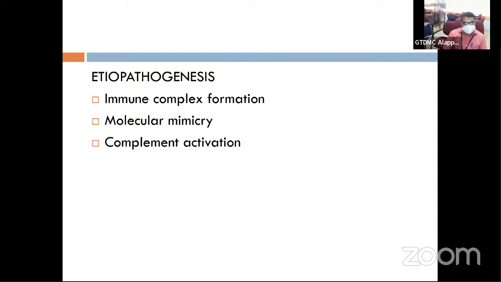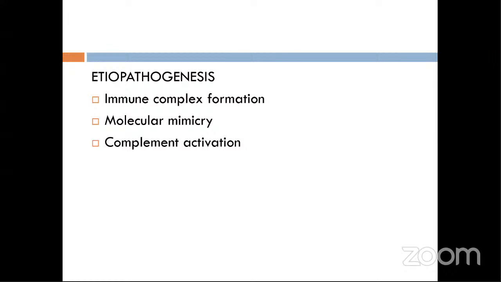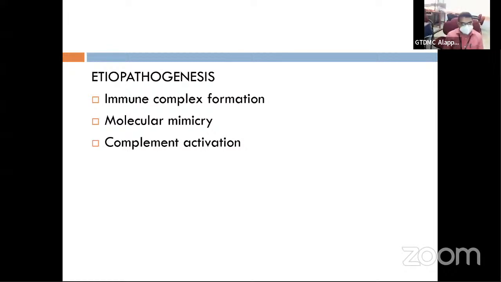Now about the etiopathogenesis. There is no consensus of opinion, but there are certain theories. One theory is immune complex formation. That is circulating immune complex formation with the streptococcal antigens, and it gets deposited in the glomerular basement membrane. That is one theory: immune complex formation of streptococcal antigens and subsequent deposition in the glomerular basement membrane.